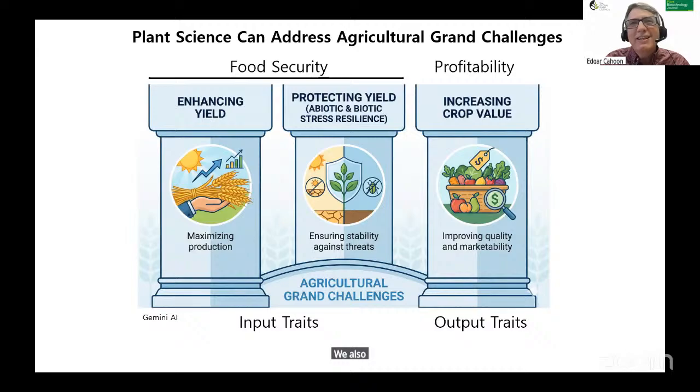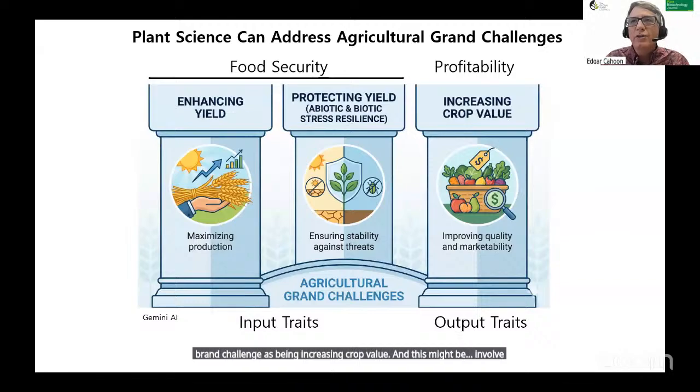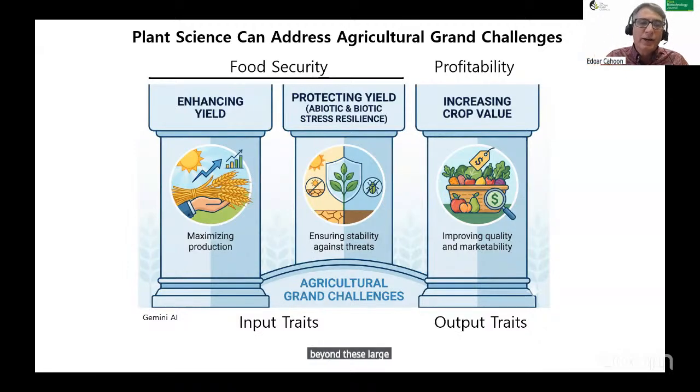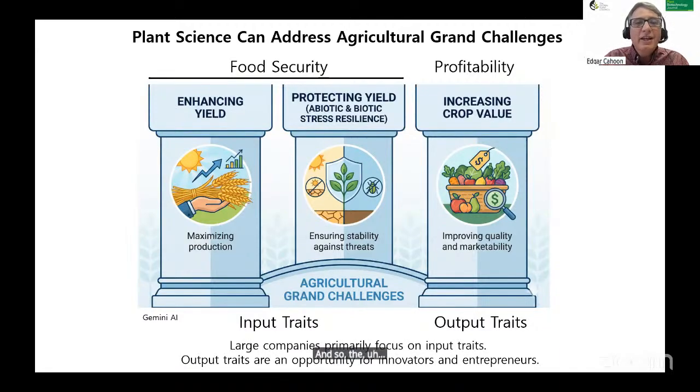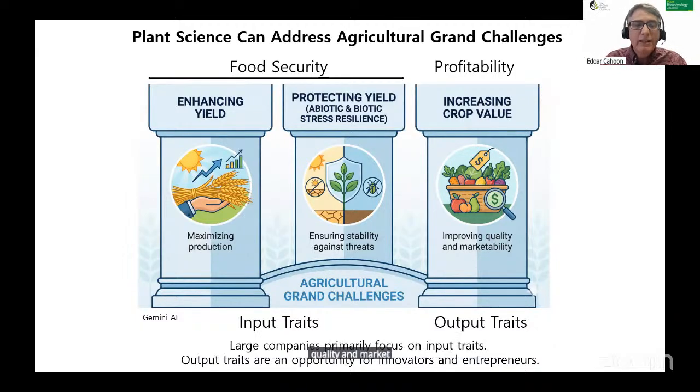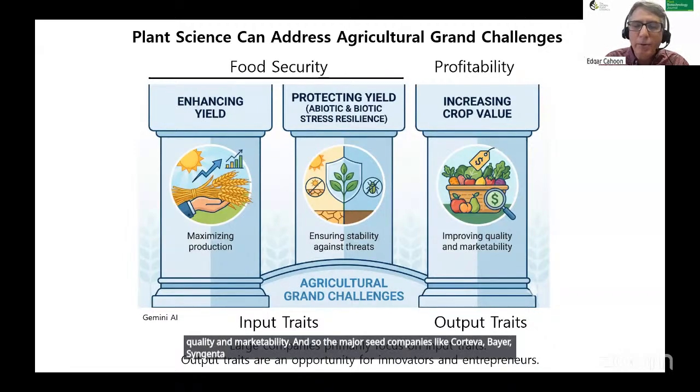We also recognize that if farmers don't make profit, if they don't make money, we won't have an agricultural sector. And so we also think about a grand challenge as being increasing crop value. And this might involve making more value or new markets for farmers to make additional income beyond these large commodity streams that we have for our major grain crops. And so enhancing yield and protecting yield, these really fall under the category of input traits. They're related to production. Output traits are increasing the plant quality and marketability. And so the major seed companies like Corteva, Bayer, Syngenta really focus on the input traits.